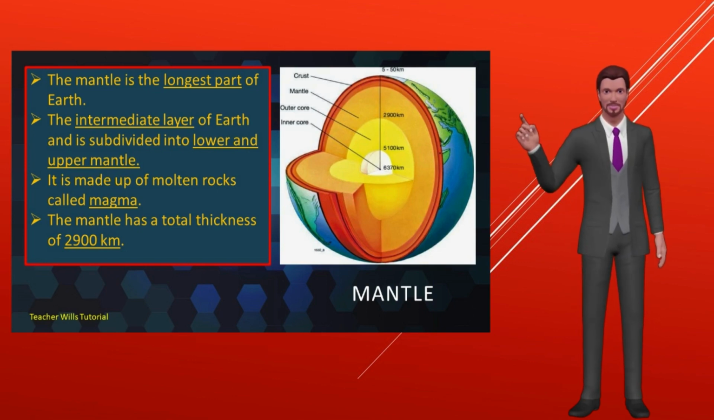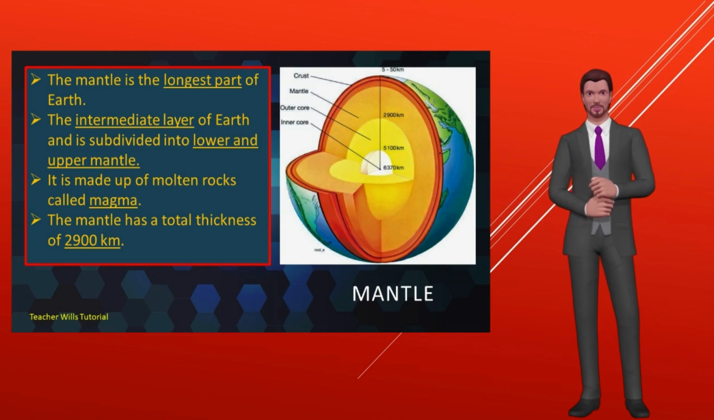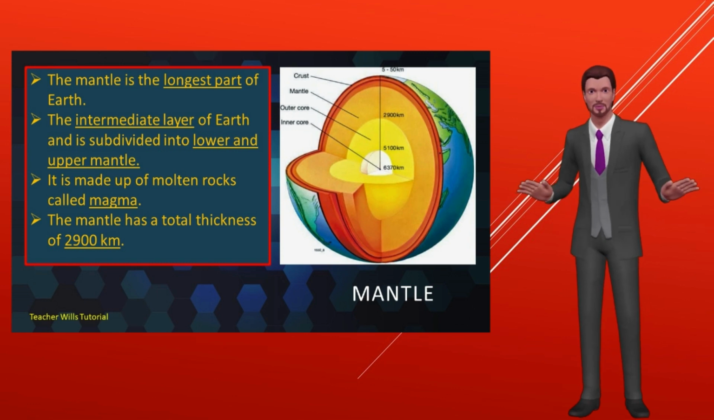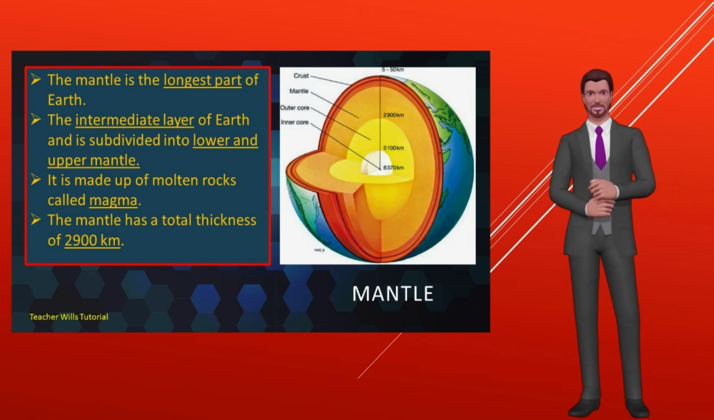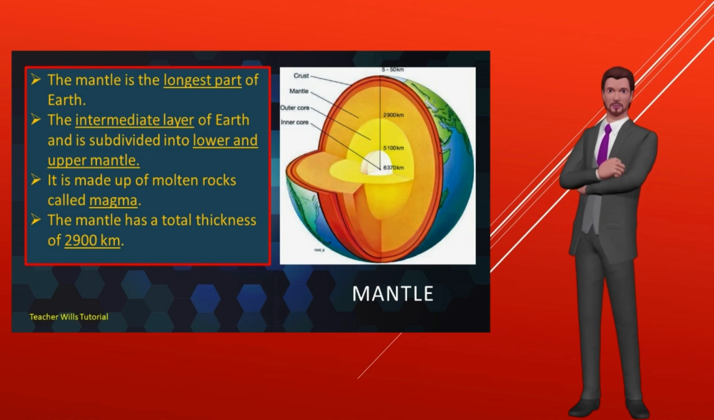Next we have the mantle. The mantle is the longest part of Earth. It is the intermediate layer of Earth and is subdivided into lower and upper mantle. It is made up of molten rocks called magma. The magma circulates in currents determined by the cooling and sinking of heavier minerals, and the heating and rising of the lighter minerals. The mantle has a total thickness of 2,900 kilometers.